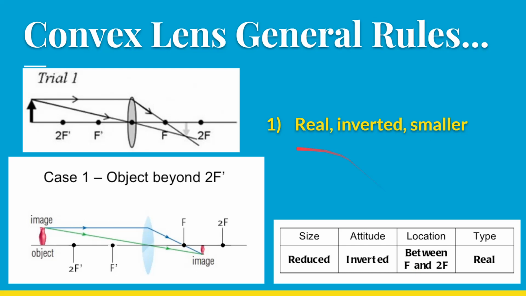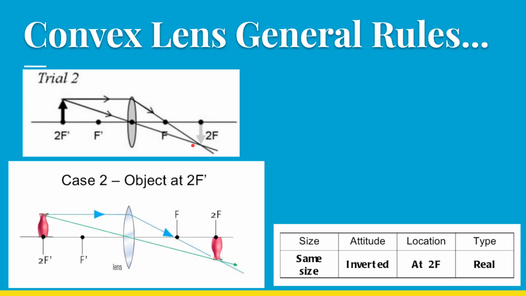Okay, now that's the first one. The second case is what if you put the object at 2f? So what if the object is at that point 2f? Well then the image that gets formed, again, if you draw the ray diagram, here's my parallel ray.